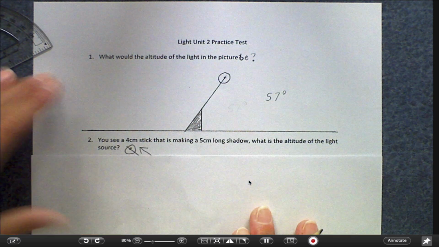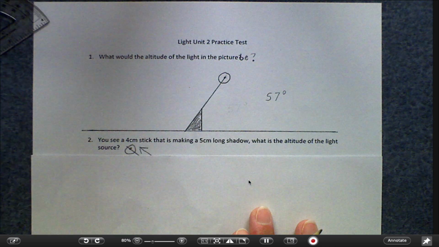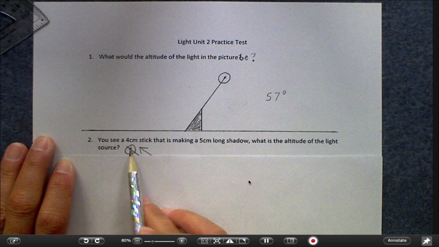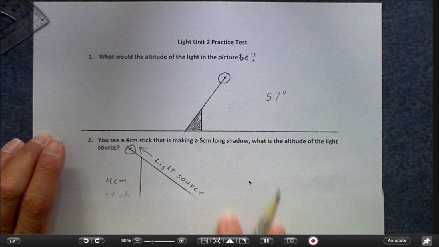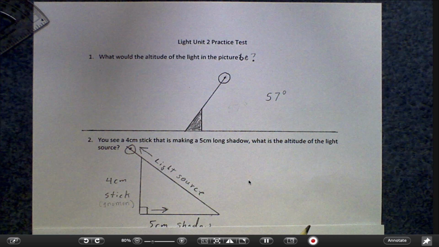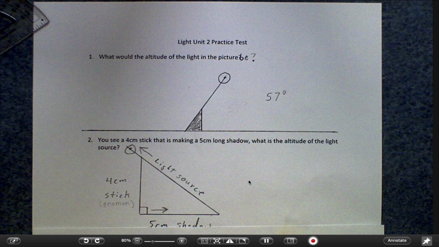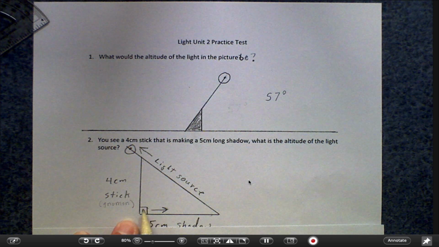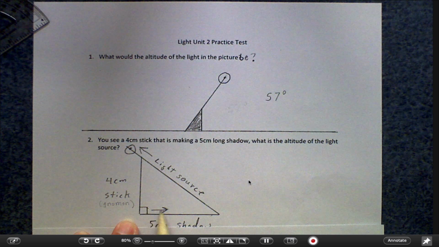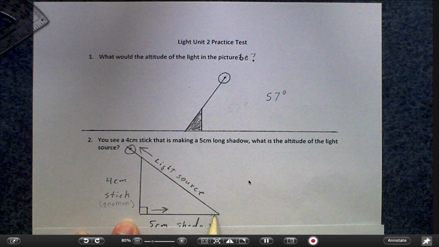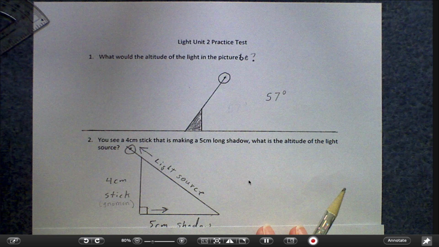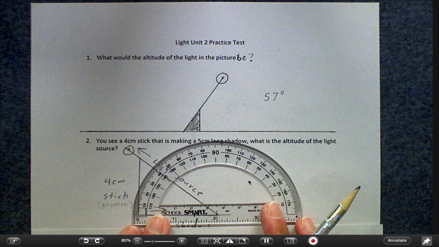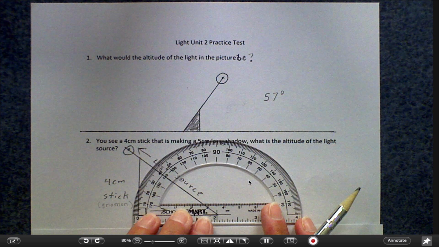Question number two, you see a 4 centimeter stick that's making a 5 centimeter long shadow. What is the altitude of the light source? Our stick is going to be our gnomon, so we would have to draw that vertically. Then we're going to draw our 5 centimeter long shadow across the base or the ground, that's our horizon. We create our right angle mark. We know we're then going to measure the angle directly across on the ground. We'll take our protractor. Again, putting that X on the corner and lining our shadow up with the zero.